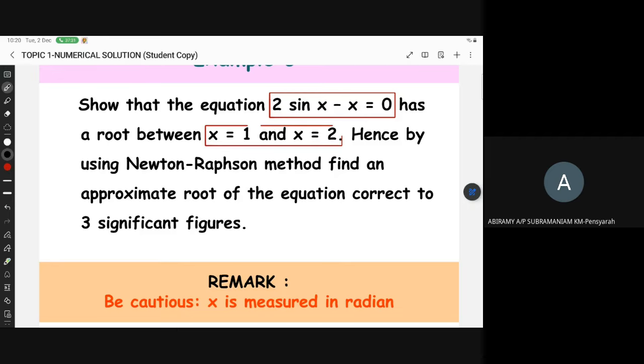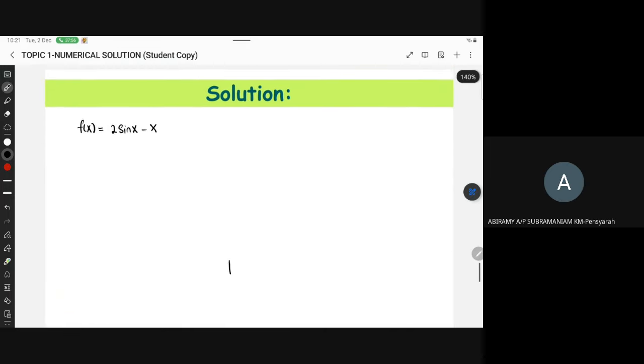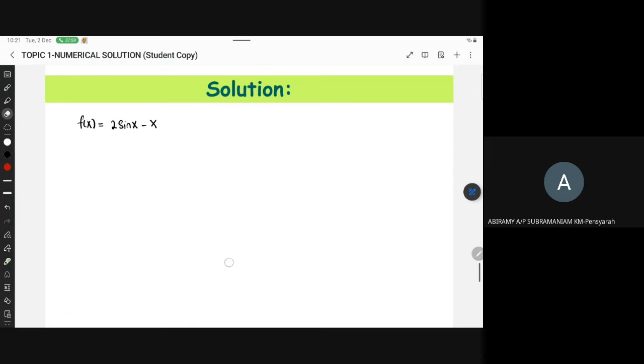Okay, now we want to answer the first part of the question, which is show that the equation has a root. I hope you can still remember how to show that there is a root. Now first, copy what is f(x). So f(x) is 2 sine x minus x, and we want to show that there is a root in between x equals to 1 and 2. To show that, we will substitute f(1), which is 2 sine 1 minus 1. Please make sure your calculator is in radian.